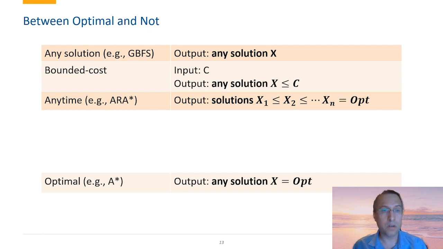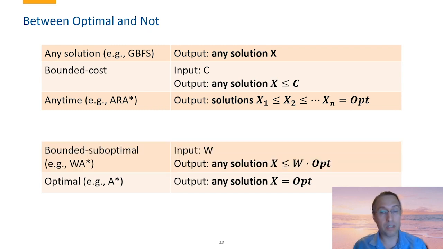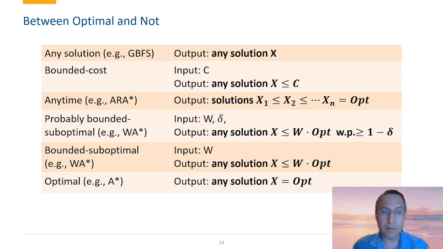Also, we'll show another setup which is called Bounded-Suboptimal search. There, we accept a parameter W, and we are happy with any solution as long as the cost of that solution is at most W times the cost of the optimal solution. And at the end, I'll show you another setup, which is called Probably Bounded-Suboptimal search, which is very similar to Bounded-Suboptimal search, except that you have an additional parameter delta, and we're happy to find a solution whose cost is at most W times the optimal solution with high probability.